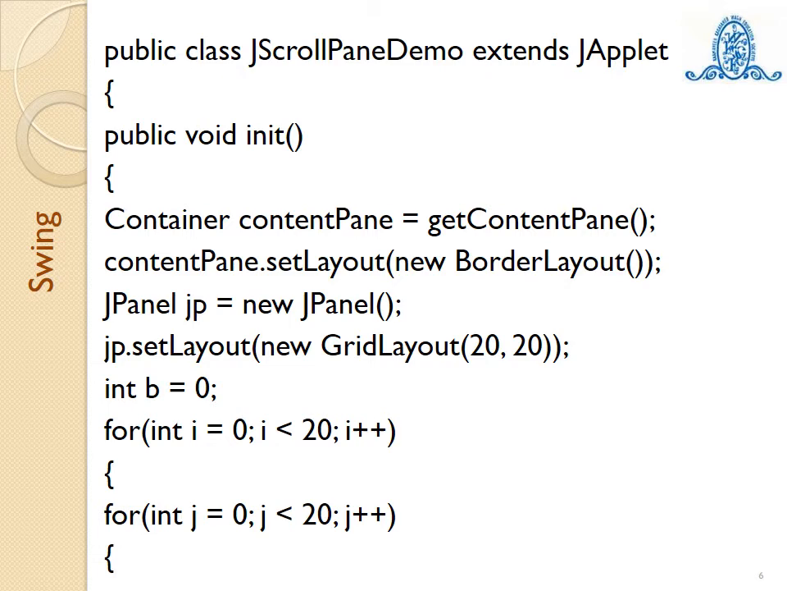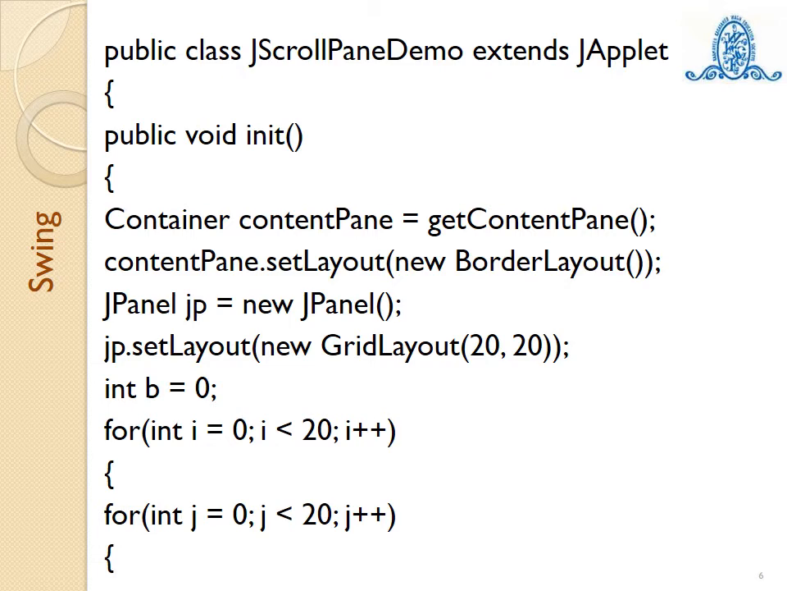Then the panel object is created. So on that panel the different buttons are created. JPanel jp is equal to new JPanel. Then for this JPanel grid layout is set because we are using a grid for displaying the buttons. So a 20 by 20 grid is created using GridLayout, and that is the layout which is to be set for the JPanel. Here one variable is initialized to 0, which is used to display the button number like button 1, button 2, button 3, etc.